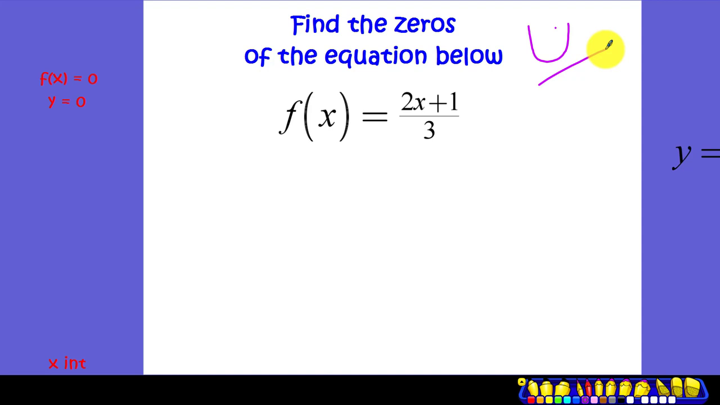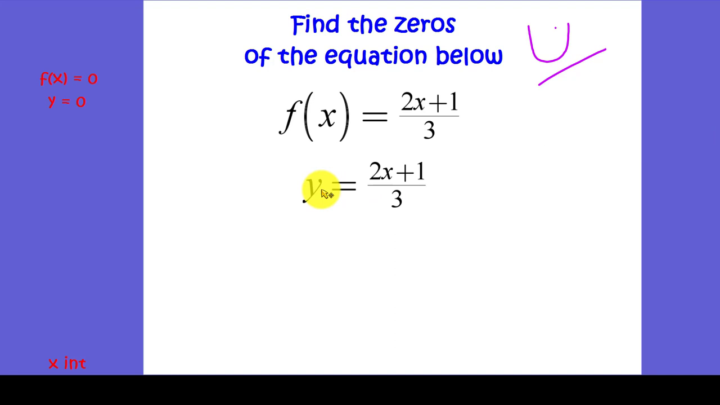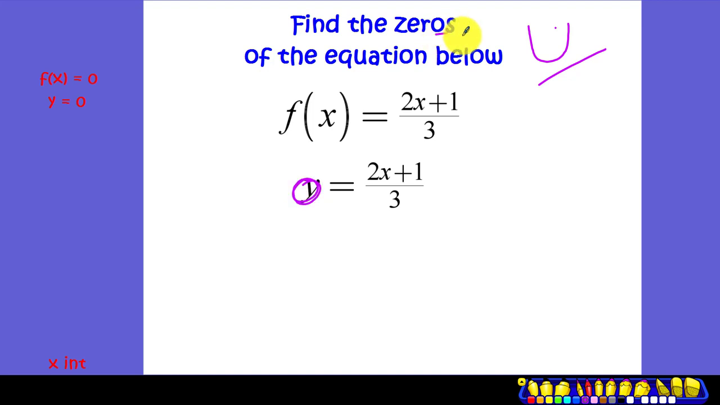Now we have here f of x. You can also have g of x or any function here. The first step that you have to do is to replace f of x by y, and then your y will just be equal to 0. Again, y is 0 because x-intercepts means your y is equal to 0. So whenever we solve for zeros, x-intercepts, our solution, you want your y equal to 0.